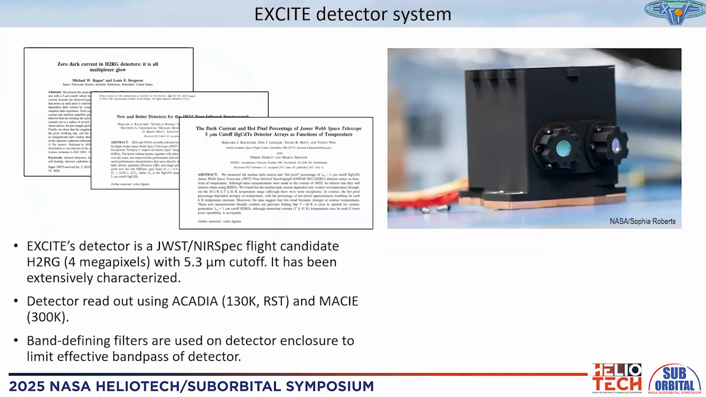Detector system. We're using a flight candidate detector left over from NIRSpec. It's a well-characterized detector, and we're reading it out using the Acadia electronics. There's a picture of, well, it's not the detector, but it's the detector box. And we put two band-defining filters on the front of it because we don't actually get science all the way out to 5.3 microns due to Earth's atmosphere and thermal emission.